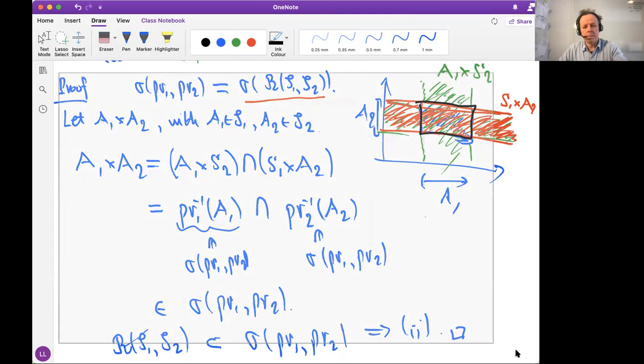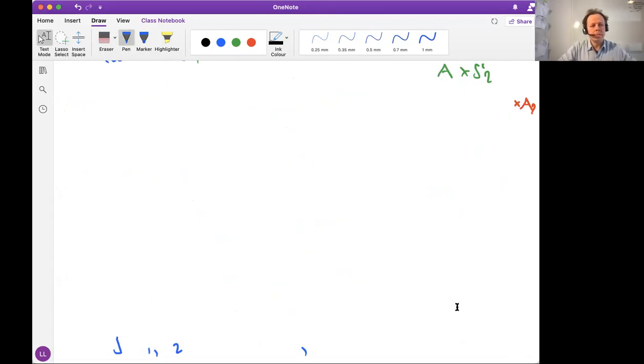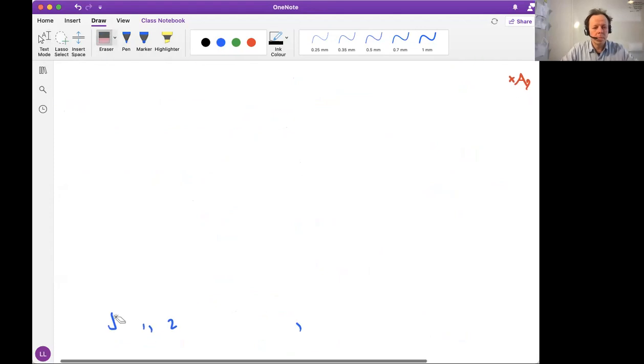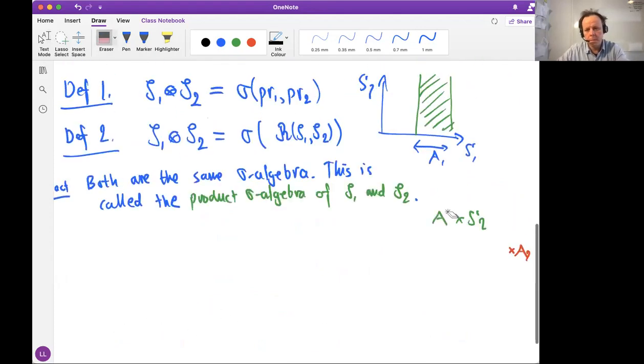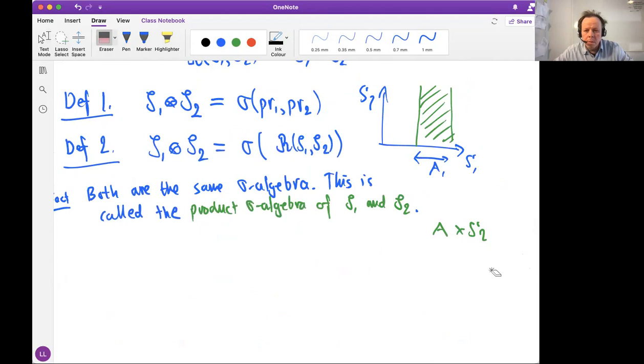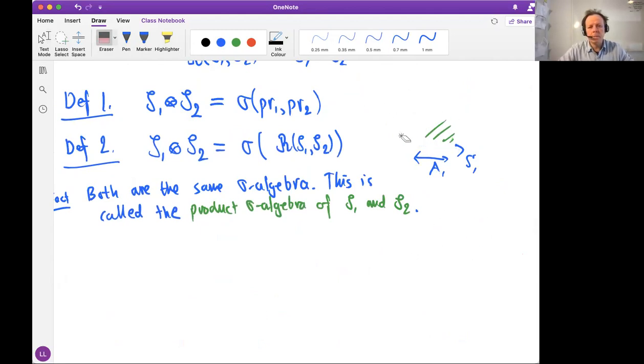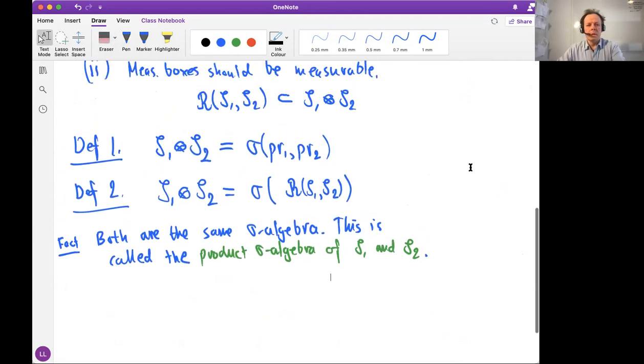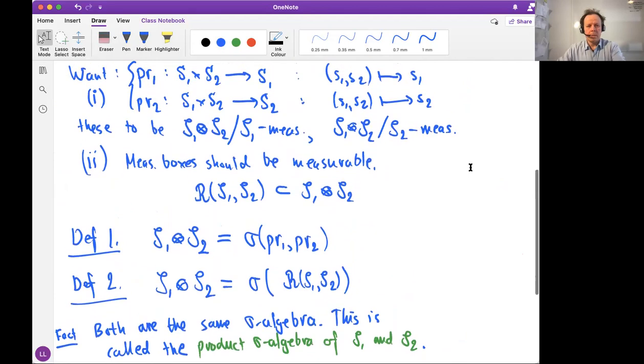Let's clean. Okay. And maybe that's, yeah, well, let me say this is the conclusion of the definition of a product sigma algebra. It is the smallest sigma algebra that makes the projection maps measurable.